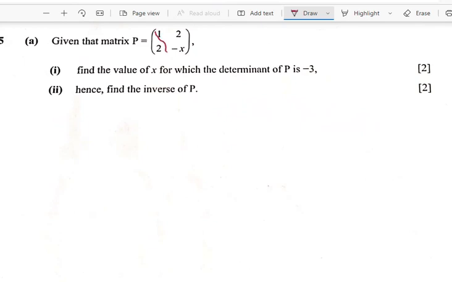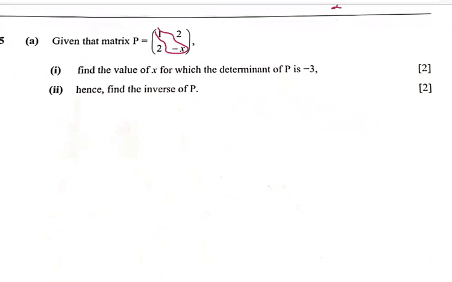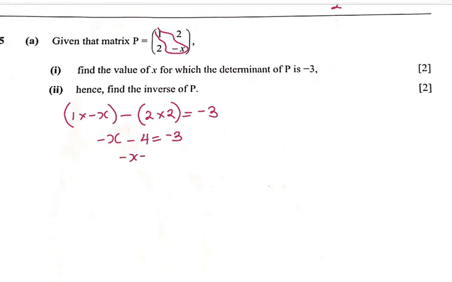We multiply these ones here, which is 1 multiplied by negative x minus 2 multiplied by 2. We equate this to the determinant which we have been given, which is negative 3, isn't it? And at this point, we're going to have negative x. When you multiply 1 by negative x, you get negative x. And then this is going to give us 4 is equal to negative 3. Then we have negative x is equal to negative 3 plus 4. 4 comes the other side. And this is equal to 1. I'm sure you know your integers, isn't it?